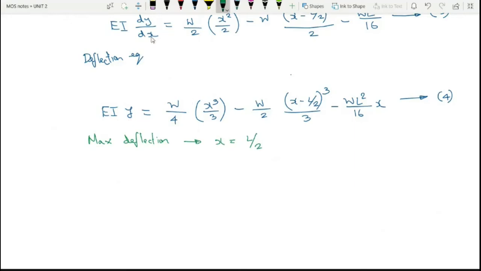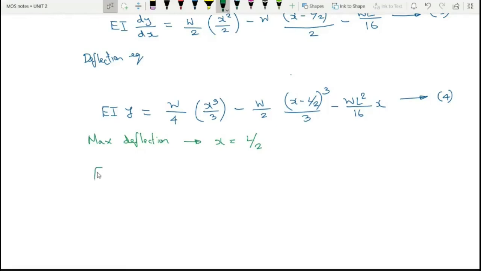If I identify dy by dx, what will you get? Can you guess? Zero. Yeah, very good. When I apply L by 2 in this, you'll get 0. This is a verification for you to check whether whatever you have done is right or not. Now let us identify the maximum deflection by substituting in equation 4.